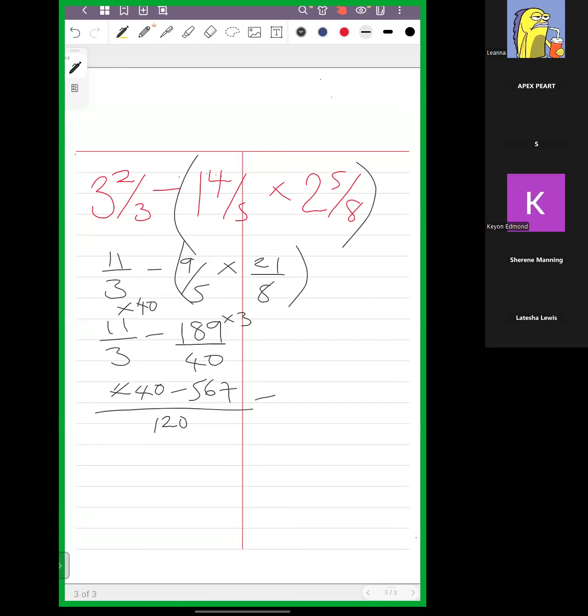And you get negative 127 all over 120. These numbers that you're seeing on screen are a result of the fact that I just made up some random numbers to bring the concept across. So finally, 120 can go into 127 just one single time, leaving a remainder of 7. Don't forget the negative answer. So that is negative 1 and 7 over 120. Okay? So that is how the cookie crumbles when it comes to fractions.